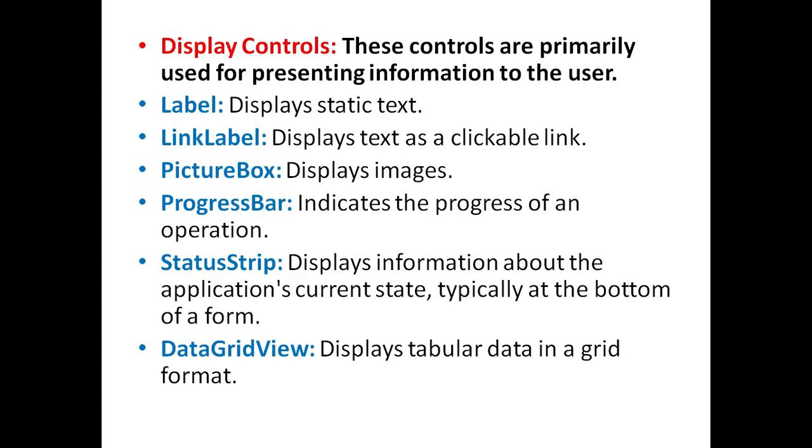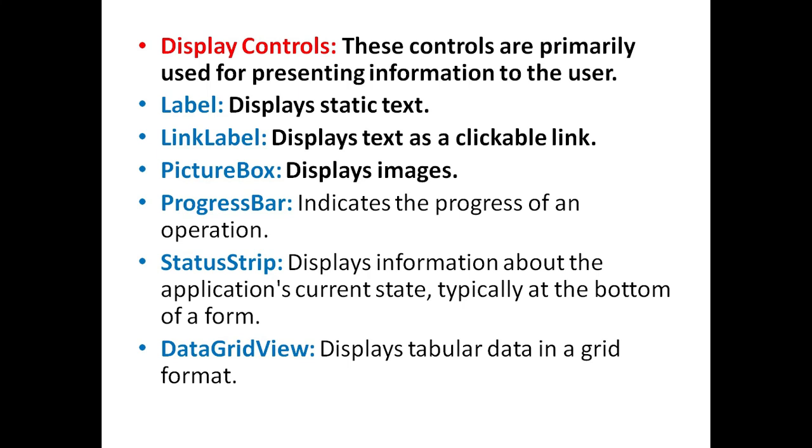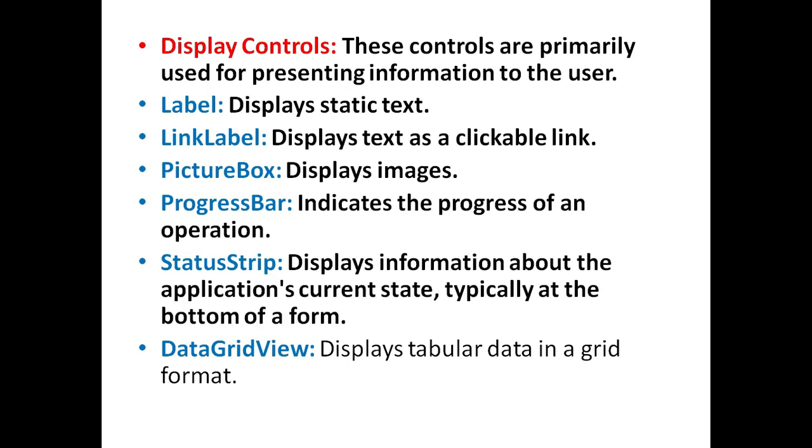Display controls are primarily used for presenting information to the user. Some of them are label, which displays static text. Link label displays text as a clickable link. Picture box is used to display images. Progress bar indicates the progress of an operation. Status strip displays information about the application's current state, typically at the bottom of the form. And data grid view displays tabular data in a grid format.